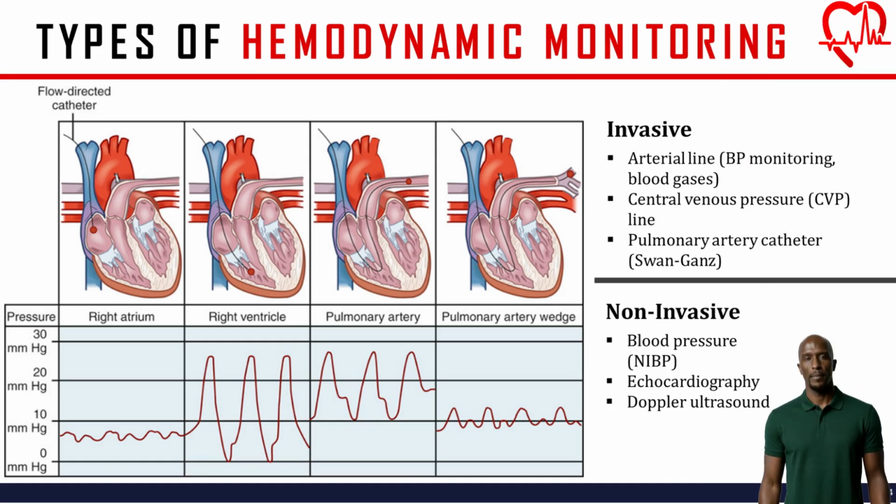Hemodynamic monitoring can be non-invasive or invasive. Non-invasive methods include blood pressure measurement, echocardiography, and Doppler ultrasound. Invasive techniques involve arterial lines for blood pressure and gas monitoring, central venous pressure lines, and pulmonary artery catheters, such as the Swan-Ganz, for comprehensive cardiovascular assessment.